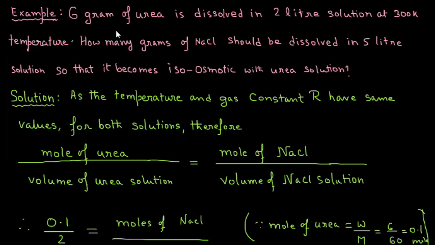So 6 gram of urea is dissolved in 2 liter of solution at 300 K temperature. How many gram of NaCl should be dissolved in 5 liter solution so that it becomes isoosmotic with urea solution? As the temperature and gas constant R have same values for both solutions, therefore mole of urea upon volume of urea solution is equal to mole of NaCl upon volume of NaCl solution.